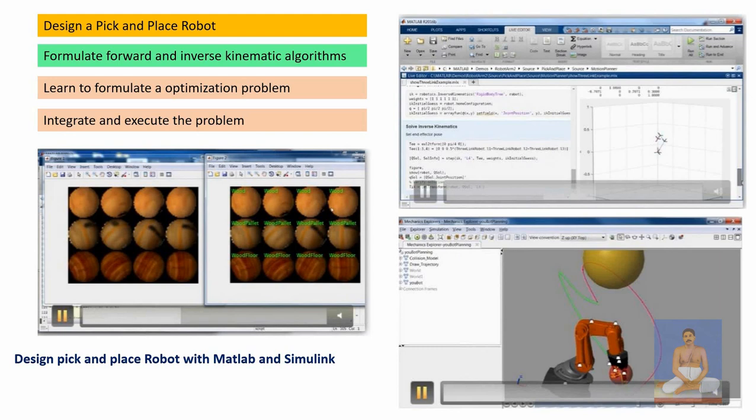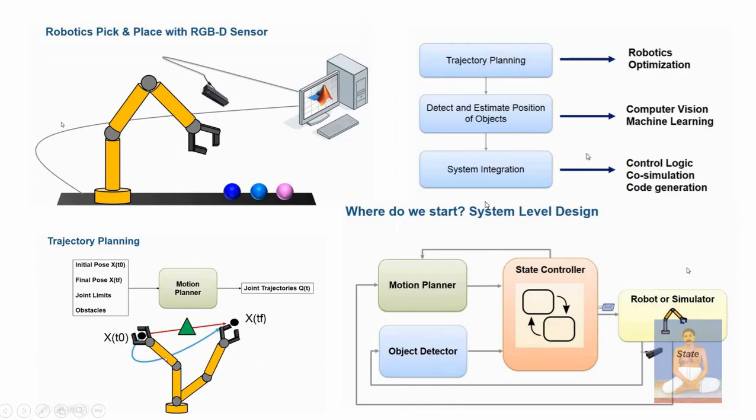We learn to formulate an optimization problem, integrate and execute the problem. So we design a pick and place robot with the help of software. This is your task.